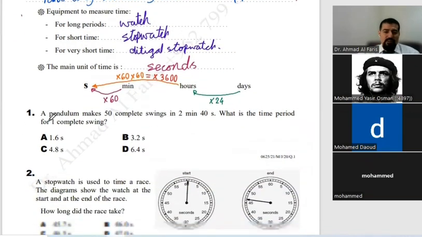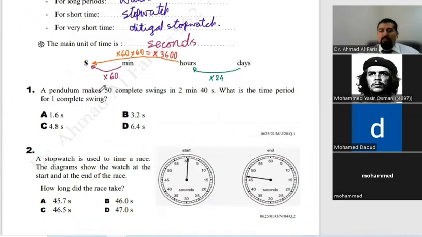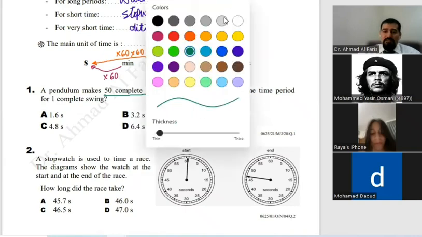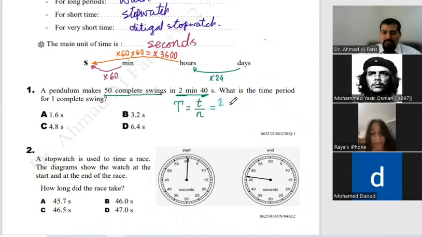So if we look at this question, first question: a pendulum takes 50 complete swings in 2 minutes, 40 seconds. This is the time, 2 minutes and 40 seconds. What is the time period of one complete swing? Actually, the period, as we are going to study later on, is equal to the time divided by the number of oscillations, okay? So we have here the time, which is 2 multiplied by 60 plus 40 seconds, all divided by the number of oscillations, which is 50. 2 times 60 is 120, plus 40 is 160, divided by 50, how much will it be?